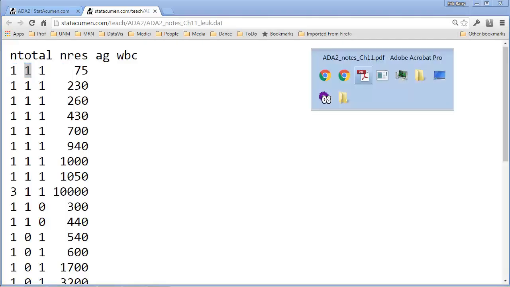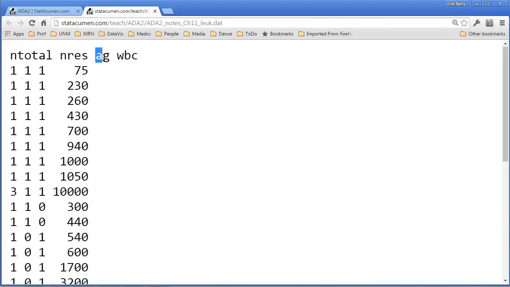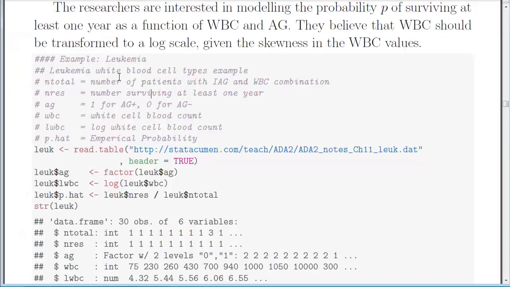So here we have the total number in that group, 1. NRES, let's go back to the example here. That's the number surviving at least 1 year. Okay. And then we have AG status, either 0 or 1. So here's some zeros down here, and there's a 1, and then the white blood cell count. So those are our original 4 columns.